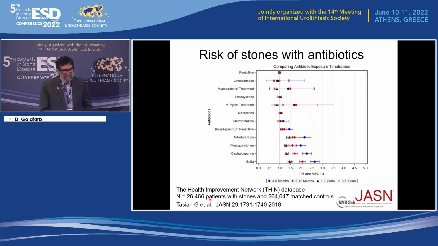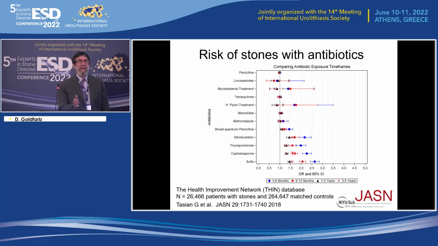Here, the THIN database, this is the Health Improvement Network database from the UK, demonstrated for the first time that courses of antibiotics were associated with increased rates of kidney stones. So this is the odds ratio on the x-axis for sulfa drugs, cephalosporins, quinolones, and nitrofurantoin. In blue, within the first year, the odds ratio of having a kidney stone was 2 to 3 times greater. That effect, going from blue to red, wore off to a degree.